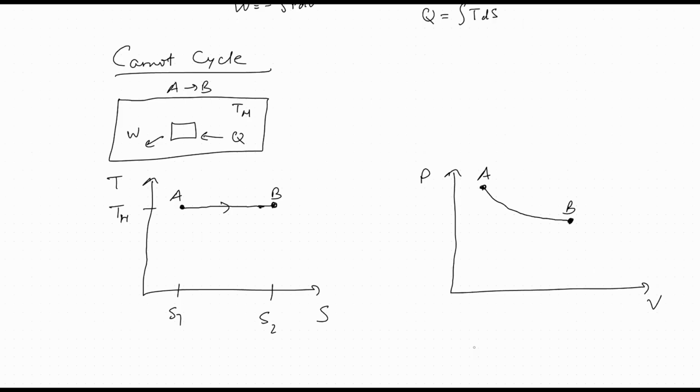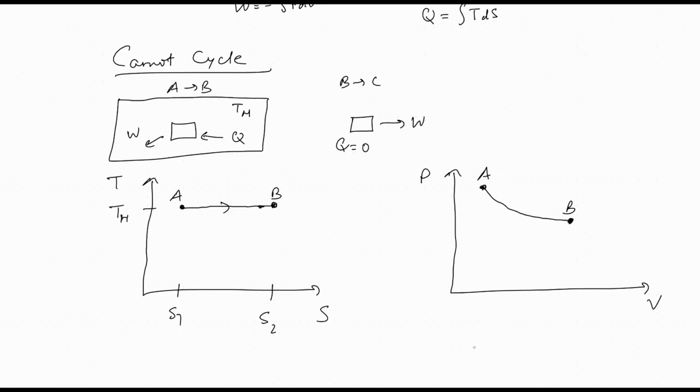The next step is an isentropic expansion. Isentropic meaning same entropy. The entropy is not changing. So what we're going to actually do is thermally isolate our system. So our system is now thermally isolated, Q equals 0, but we're still going to continue to expand. So work is continuing to leave the system. So we have work going out.